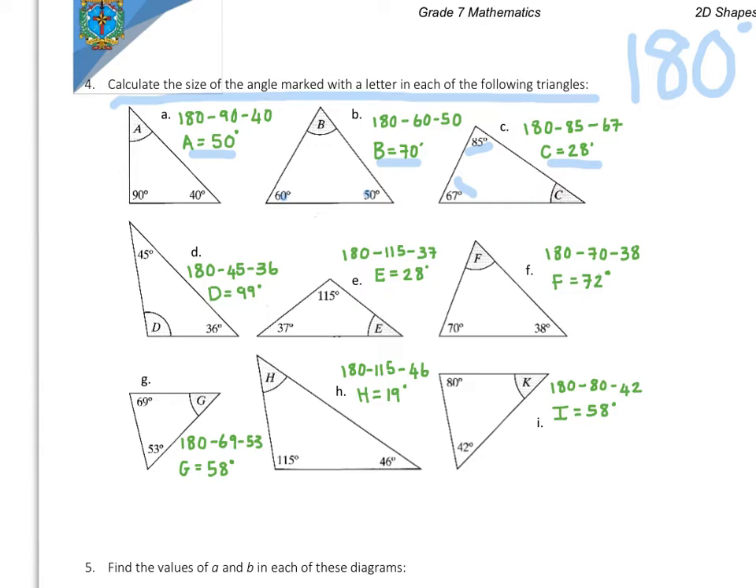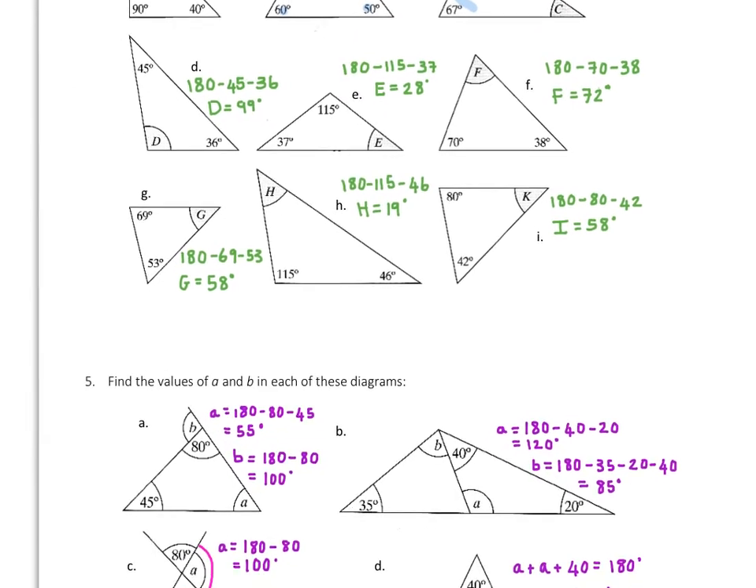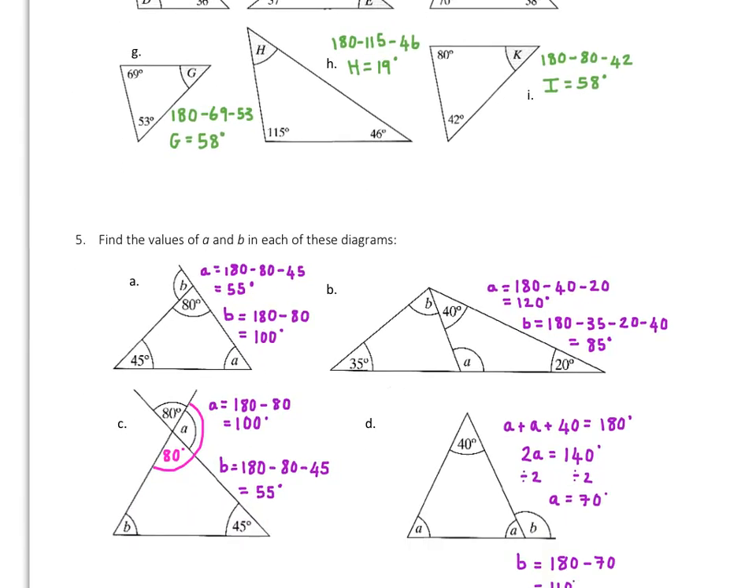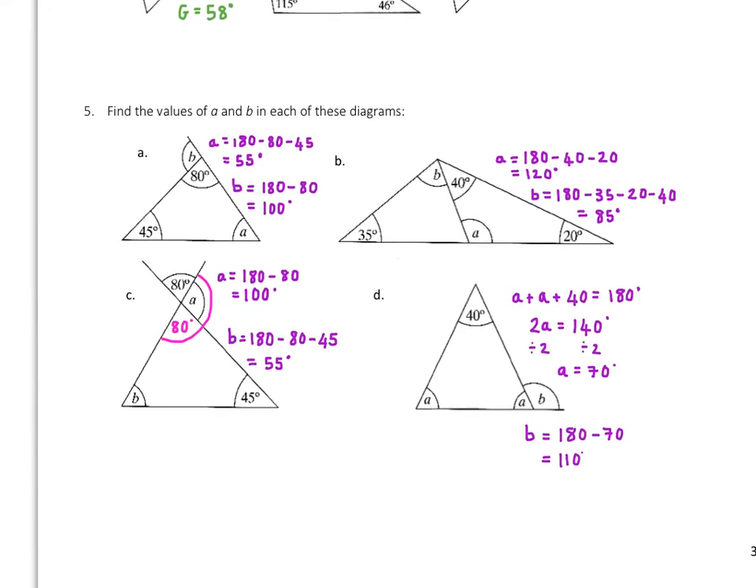Okay, so in question 5, it's slightly more complicated, only in that they're giving you more than just one angle to solve for. So we go to the first diagram and we look at, firstly, what we're working with is a triangle. So we say A is the value of 180 minus 80 minus 45, which gives us 55 degrees.